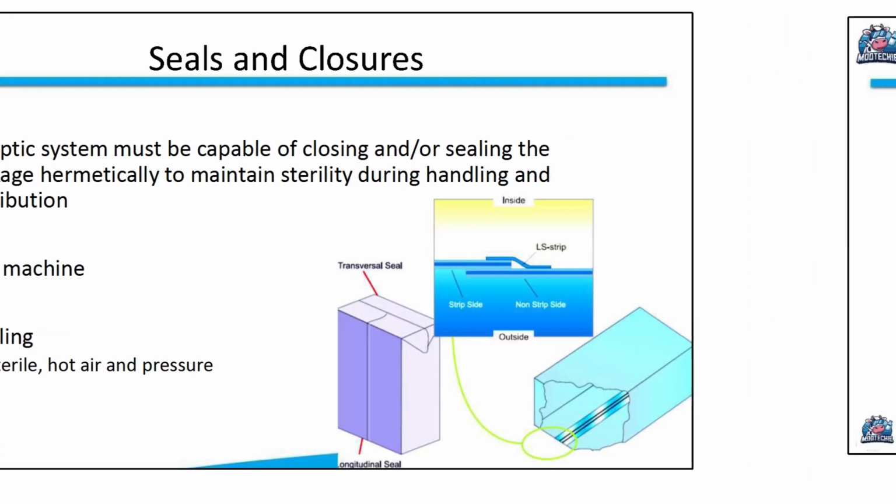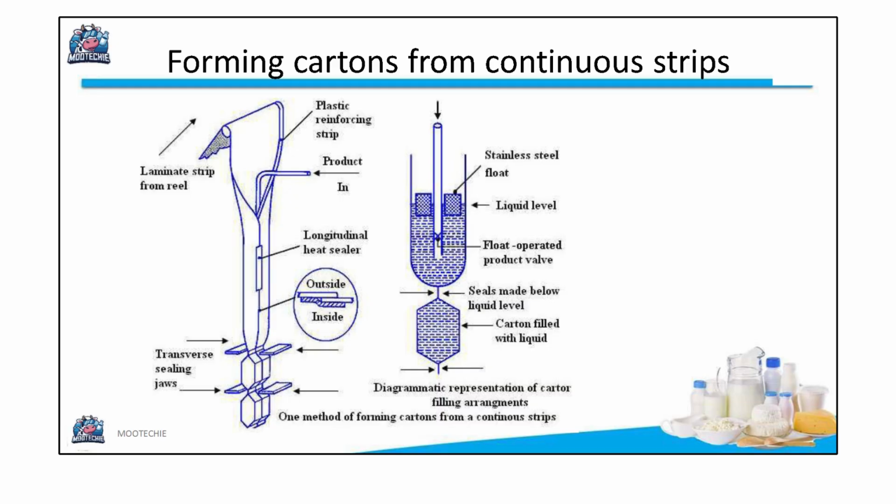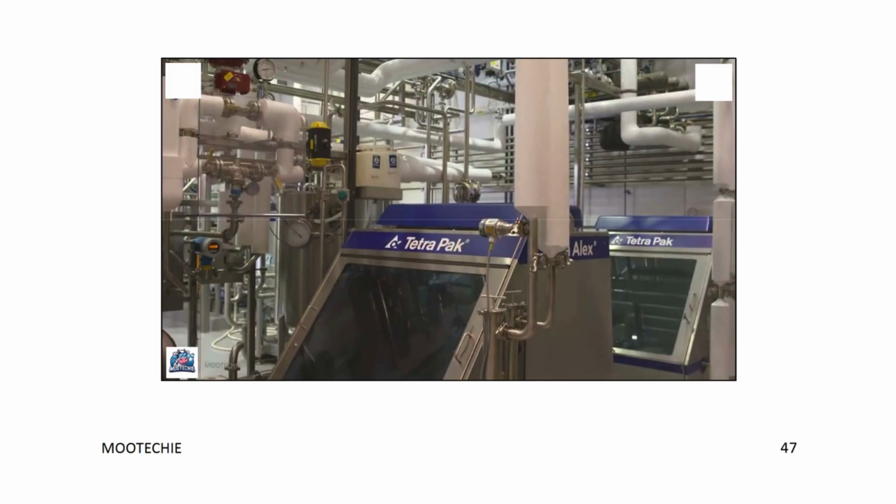Cartons are formed from a continuous strip of laminated material fed from a reel. The process involves forming the carton, often with a plastic reinforcing strip added. The product enters the carton, and a longitudinal heat sealer creates the main seam. A stainless steel float inside the carton helps maintain the liquid level, operating a product valve. Seals are made below the liquid level to ensure a full pack, and transverse sealing jaws close the top and bottom of each carton. This is a diagrammatic representation of one method for forming cartons from a continuous strip.